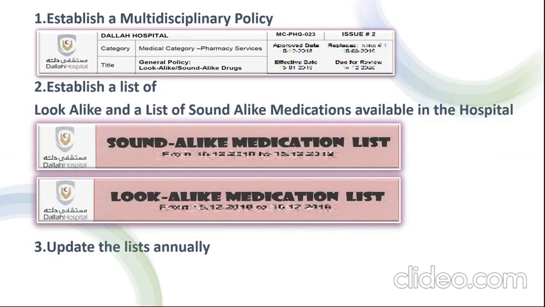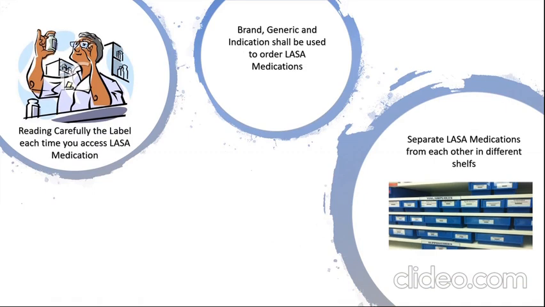We need to establish a policy. We need to establish a list of look-alike medications and a list of sound-alike medications, and update the list annually. If you are a physician, use brand, generic, and indication to prescribe look-alike, sound-alike medication. Always read the label carefully each time you access LASA medication. Separate LASA medications from each other on different shelves.